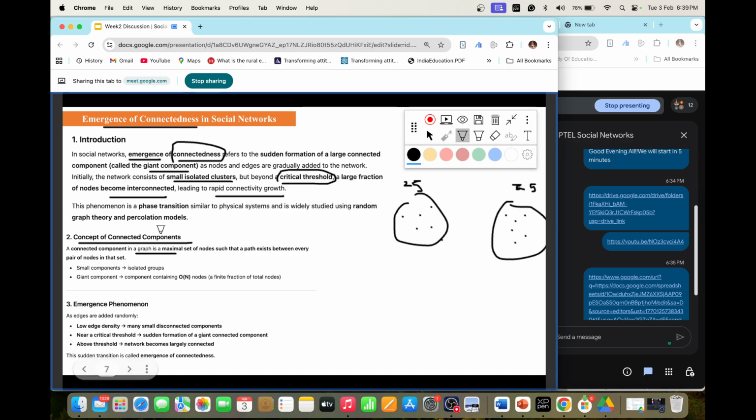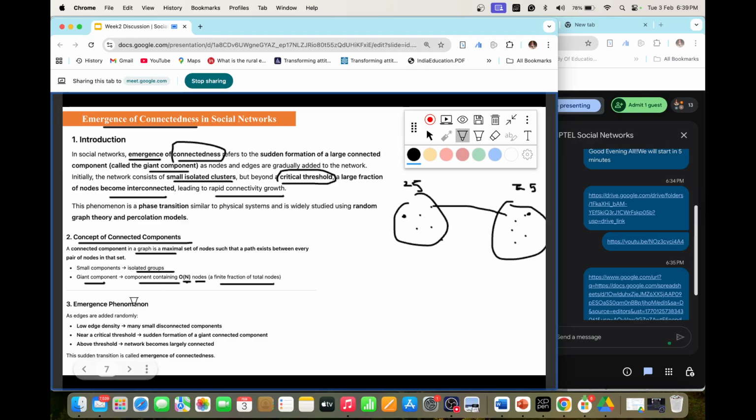So again, the concept of connected component. A connected component in a graph is a maximal set of nodes such that a path exists between every pair of nodes in that set. Okay, so if there is a connection from any node of this community to any node of this community, that is known as the concept of connected components. So small components are isolated groups; giant components are components containing order N, that is, of complexity order N nodes, a finite fraction of the total nodes.